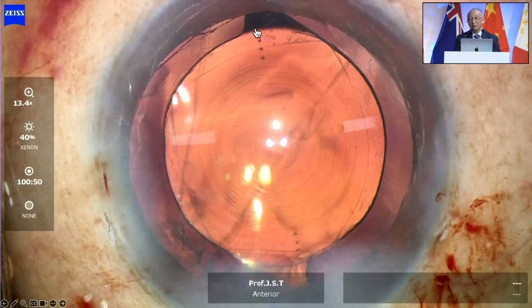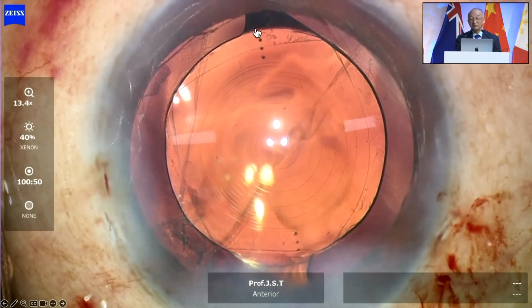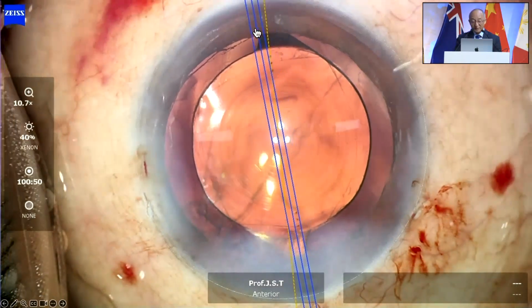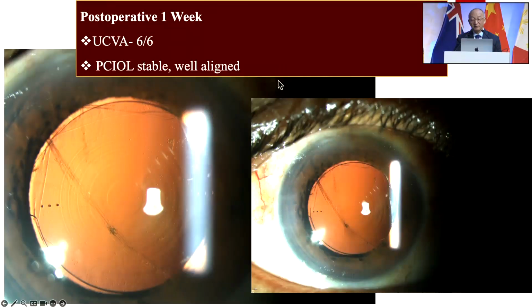So lucky I was that it happened towards the end of my surgery. No vitreous prolapsed, and the lens could be captured very effectively. So this is the orientation here, and the patient actually did very well subsequently also. This is at 1 week, the picture here, nicely captured, 6/6 vision, the eye was stable in this case also.